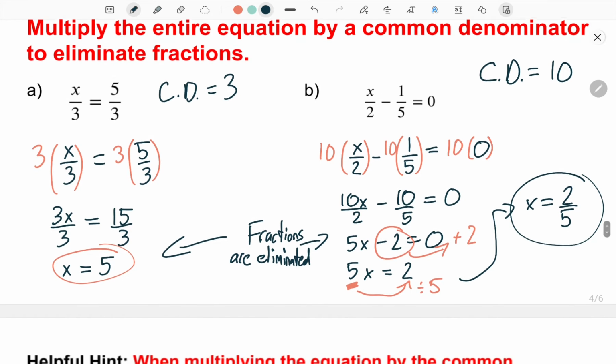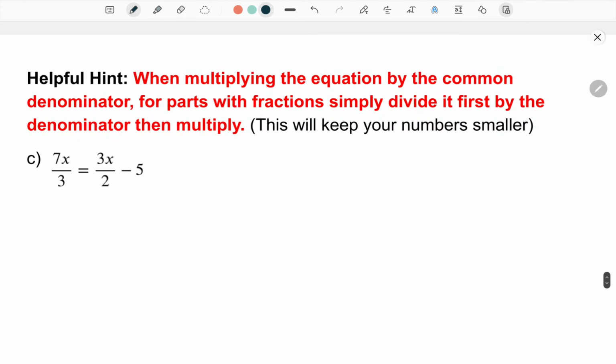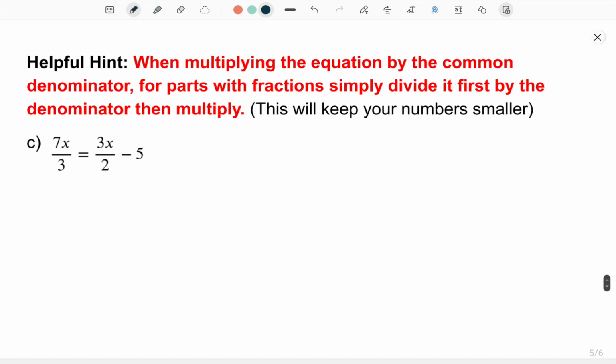Okay, let's take a look at some further examples. One thing I'm going to note is when you're multiplying an equation by the common denominator, what I was doing in those examples, I was just multiplying it through and then dividing it out. But what you can do, you can simply divide it first by the denominator. And we'll see how that works in this upcoming example. And you can keep your numbers a lot smaller that way.